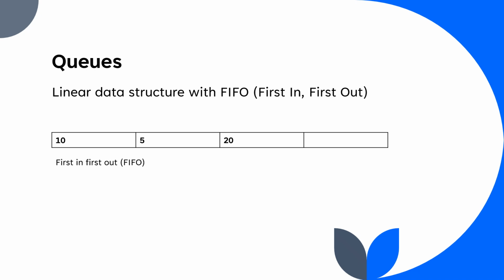Okay, so next we're going to look at queues, which is a linear data structure just like an array or a stack, but it's a first in, first out data structure. So you can visualize it like an array. We are going to add to the back of the array and we're going to remove from the front.